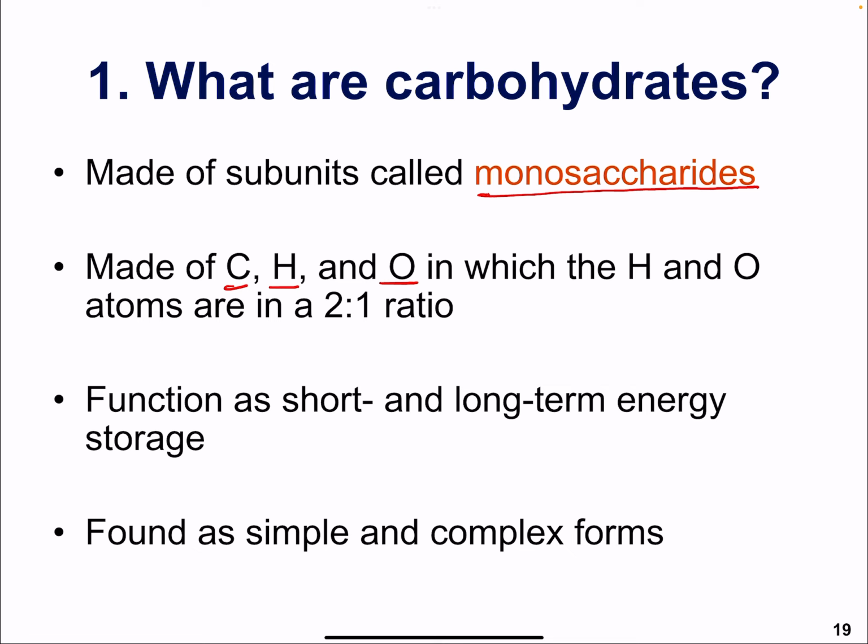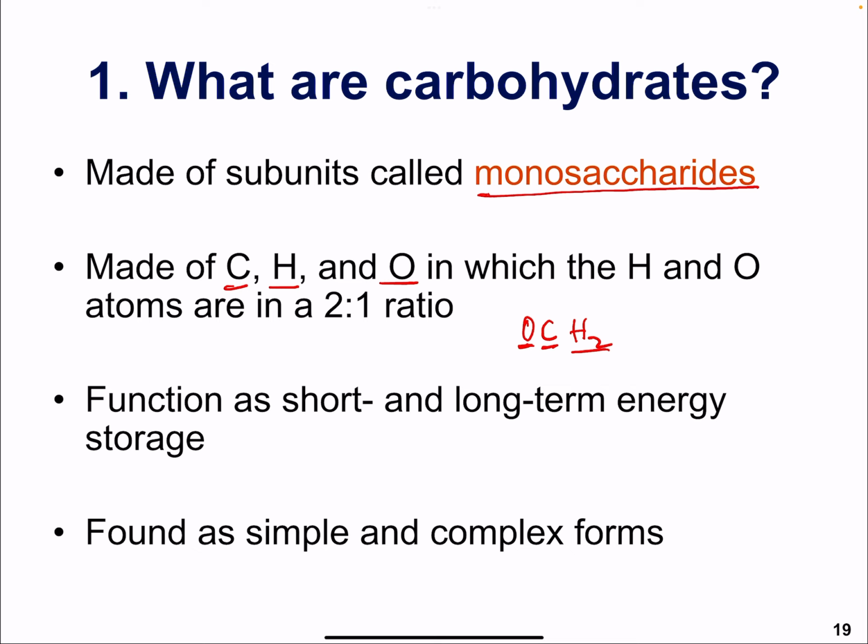In general, these elements are present in a proportion that is 2:1. In other words, for one oxygen and one carbon, you are going to have two hydrogen. Let me repeat that. For one oxygen and one carbon, you are going to have two hydrogen. We are going to see that detail in a minute.